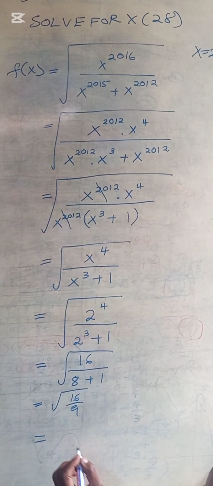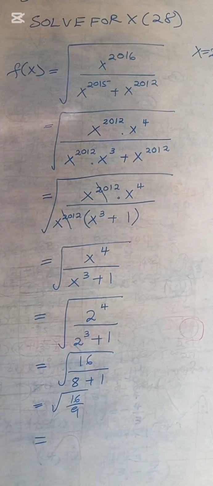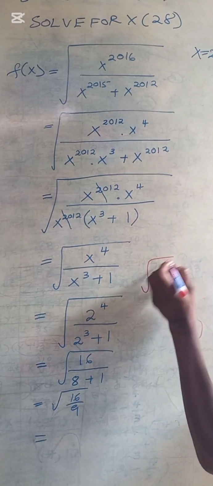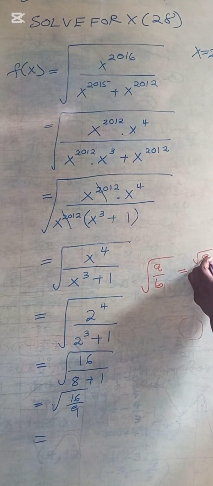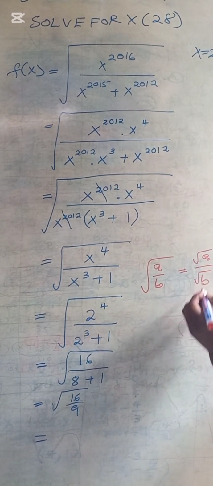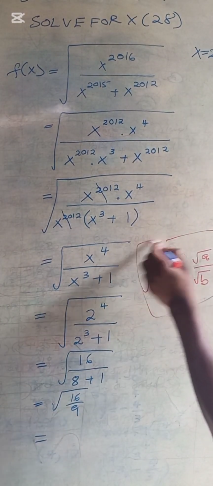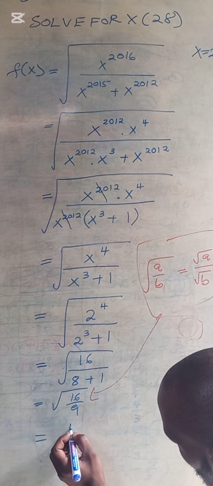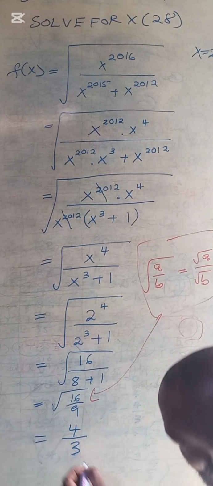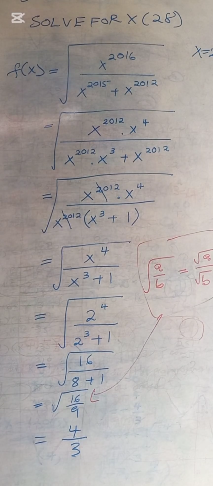The square root of 16. Okay, we are using this law. The square root of a over b is the same as the square root of a all over the square root of b, right? So now we are going to apply this rule here. The square root of 16 is 4, the square root of 9 is 3, right? So that is our 28 marks.